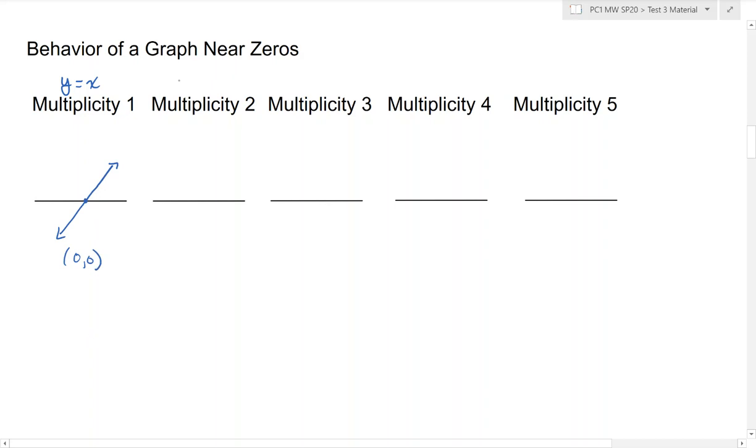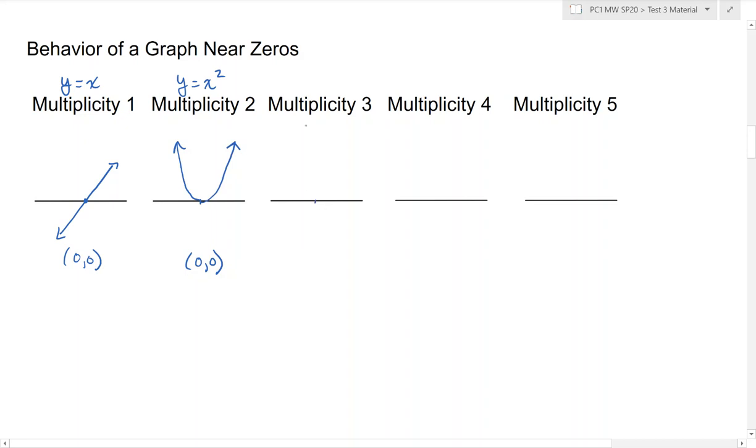What does y equals x squared look like? Well, again, (0, 0) is your zero. But what does the graph do as it gets to (0, 0)? Here's your (0, 0). What it does is it comes down to it and it touches it and bounces off. Okay?